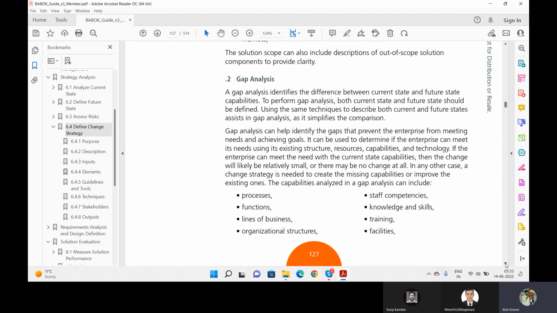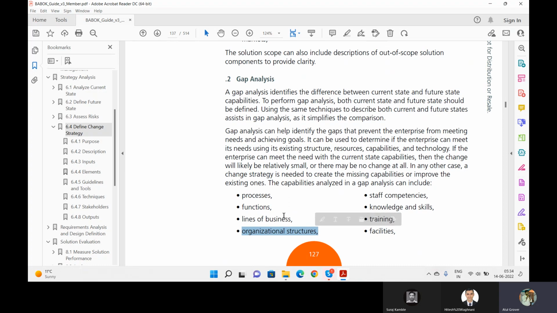Then the second element is the gap analysis. Now, if you want to define the change strategy, you have to identify the gap as well. If you ask me, it is something similar to what we already did in the current state and the future state. Dono mein humne yahi kiya tha, gap identify kiya, usko fill kiya tha. In this, we are saying specifically that if I am able to identify the gap, the gap can be in the process, in the function, in the line of business, in the structure, in the facility, in the training. Now, if you read this part, I'm sure there's a technique called operational modeling.